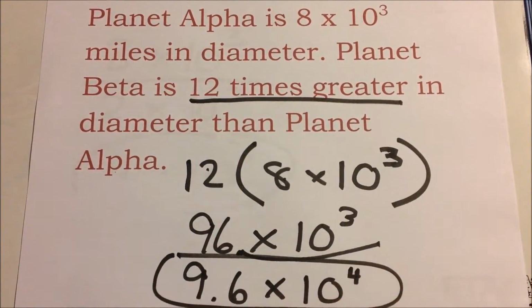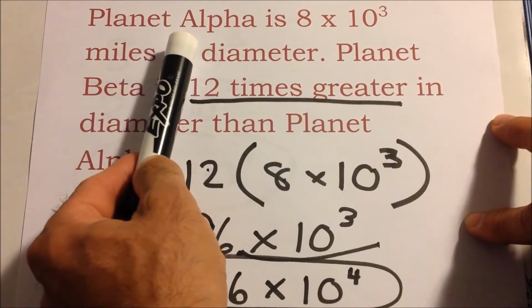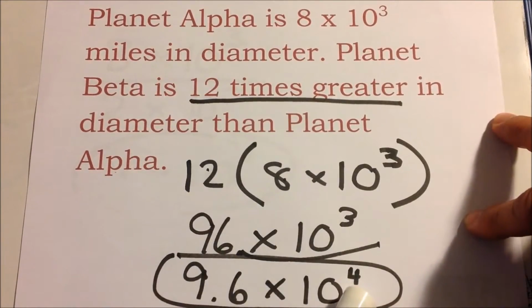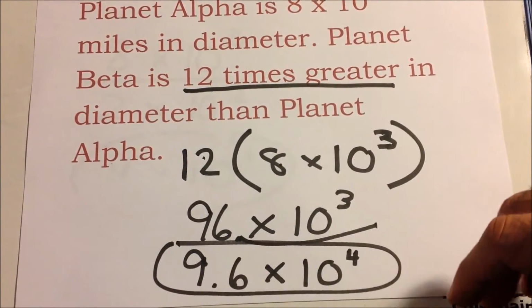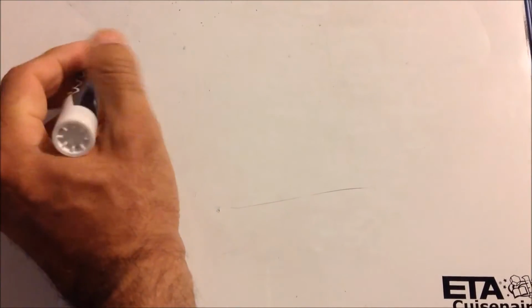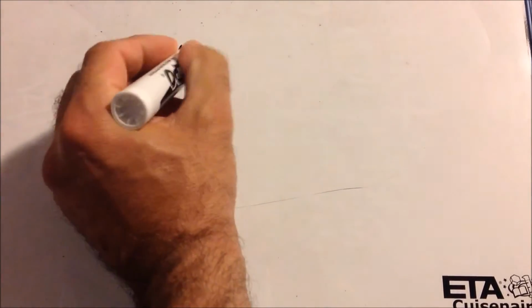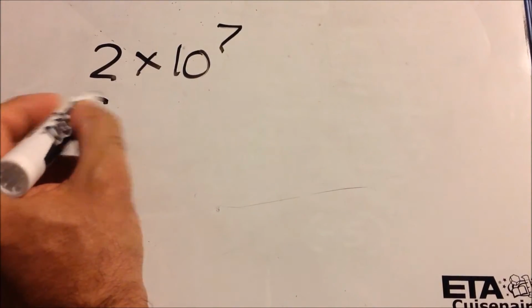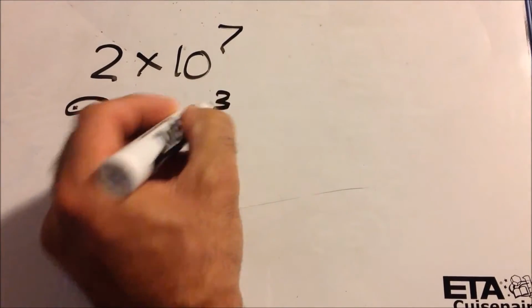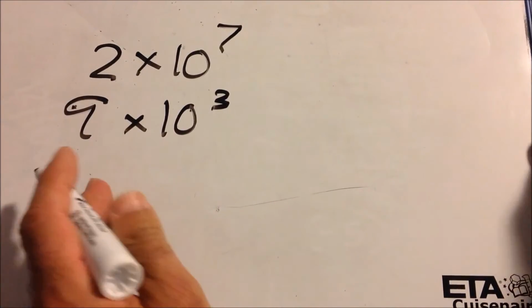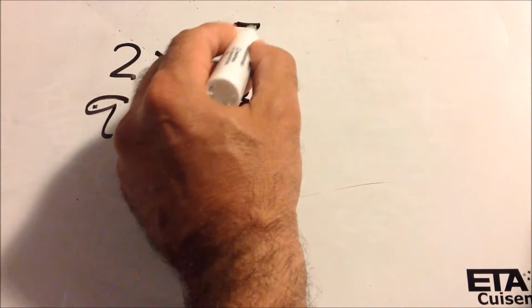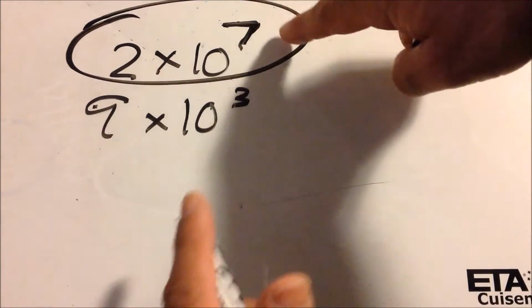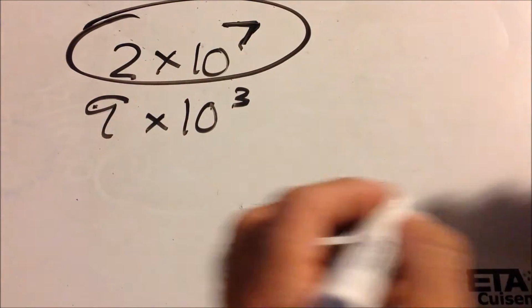And remember something about, if it makes sense, planet Beta should be bigger than planet Alpha. And the exponent will tell you if a number is bigger. Right? So for example, if I had 2 times 10 to the 7th power, and I had 9 times 10 to the 3rd power, even though 9 is bigger than 2, the bigger exponent is here. So this number is bigger. Keep that in mind. Whoever has the bigger exponent is the bigger number.